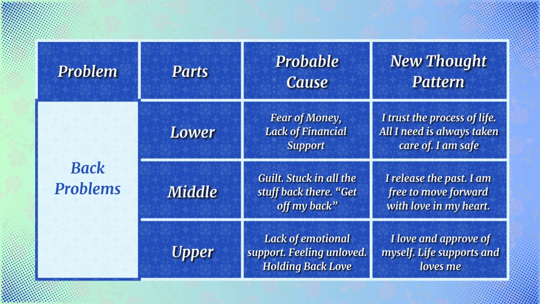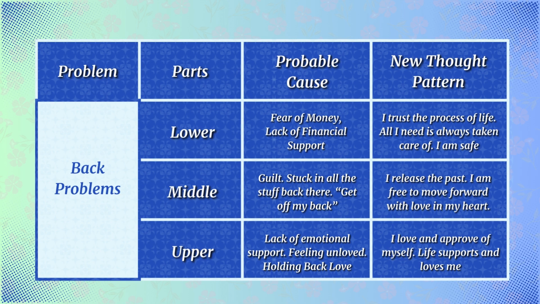Now let's come to the upper back problem. If you have problems in your upper back, then you have lack of emotional support, feeling unloved, holding back love. Have you all seen people, especially men, do that? They put arms on your shoulder, right? They put arms on your upper back, or they put arms on your shoulder. Why? Because men are supposed to be, or they believe to be, the supporter of the family, or breadwinner of the family, or the backbone of the family, right?